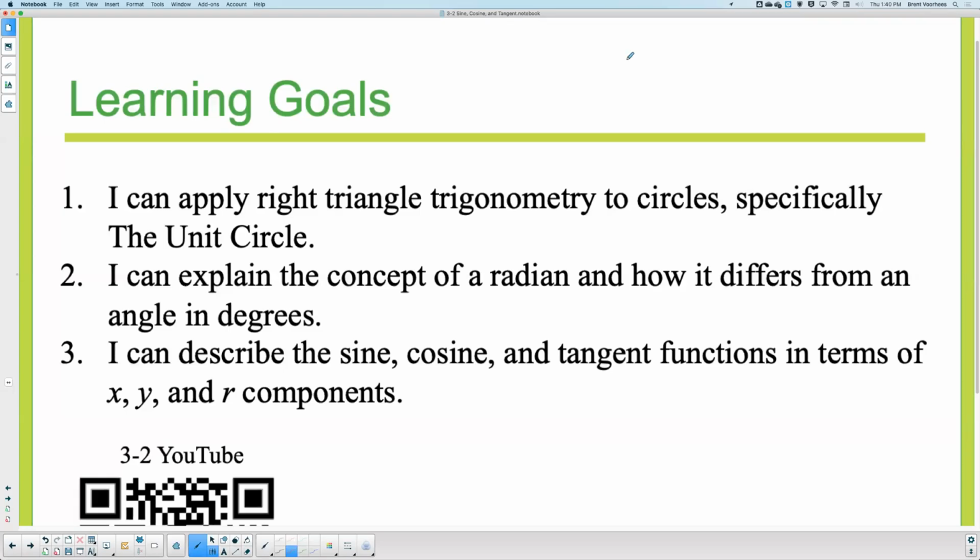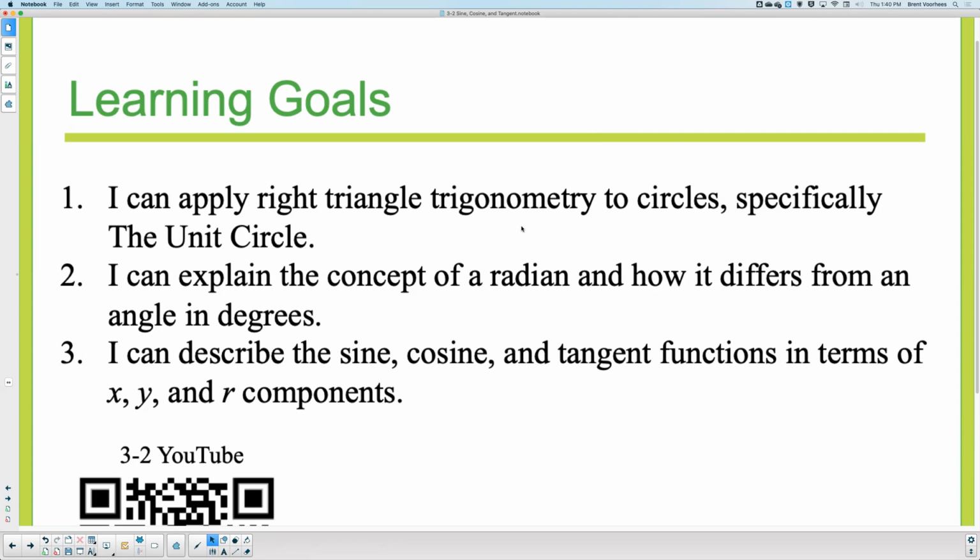Lesson 3-2. So what are we going to begin today? In the unit of trigonometric and polar functions, we're going to begin with our trig functions. Today, I'm going to jump down to learning goal number 3 about the sine, cosine, and tangent functions. But to learn about those and how they work, we first need to do a couple things.